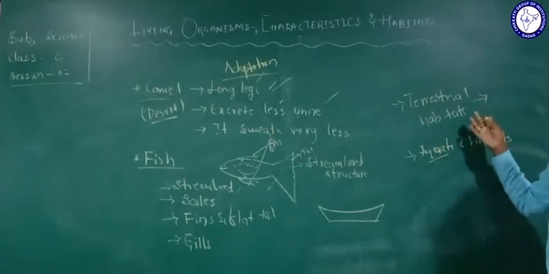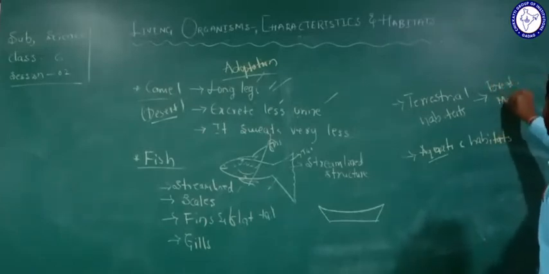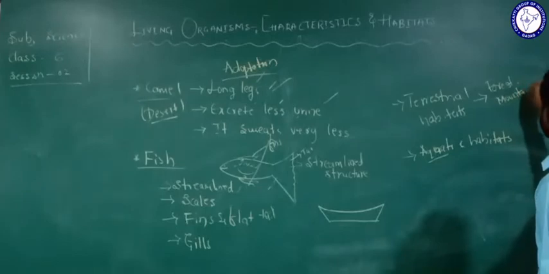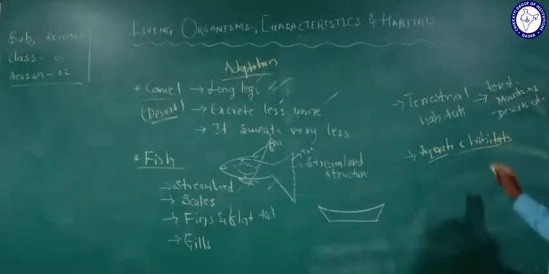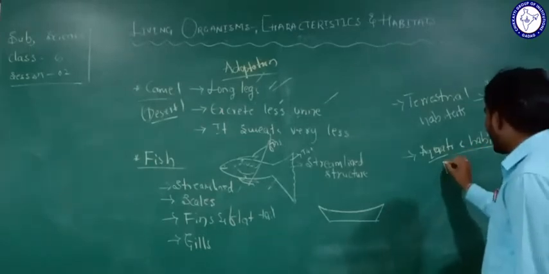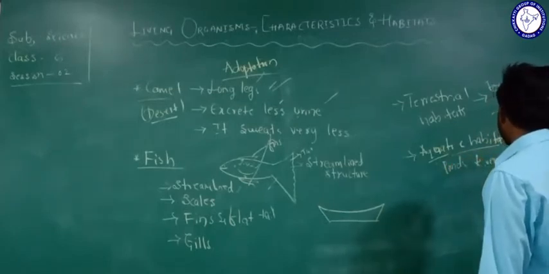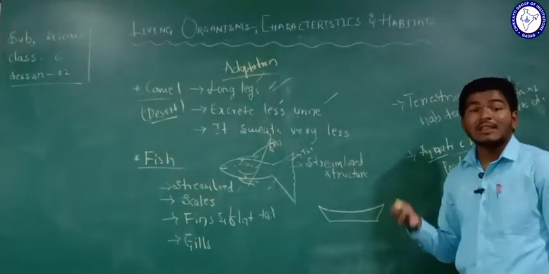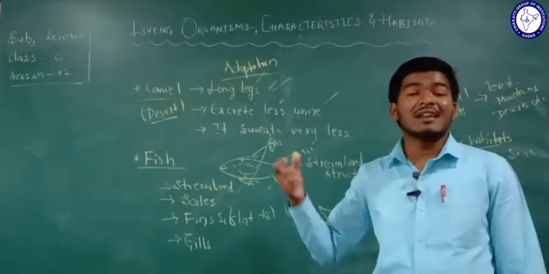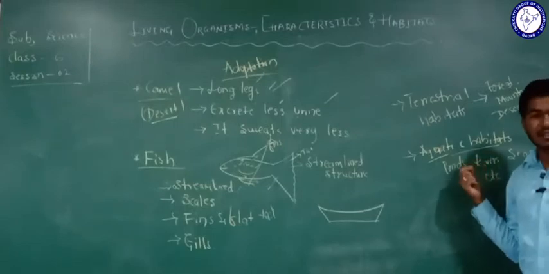Examples for the terrestrial habitat are forests, mountains, deserts, etc. But examples for the aquatic habitats are ponds, rivers, seas, etc. So the plants and animals which live inside the water, those habitats are called aquatic habitats. Is it clear? Next.